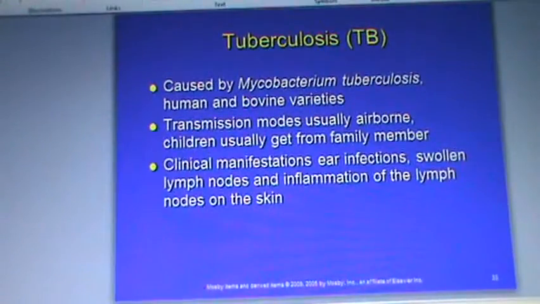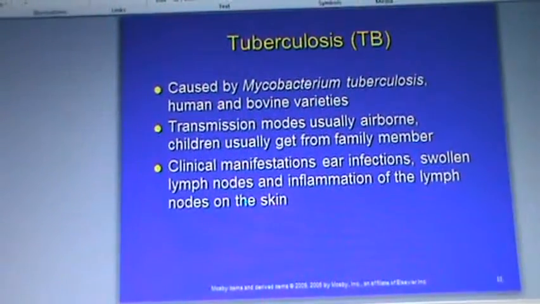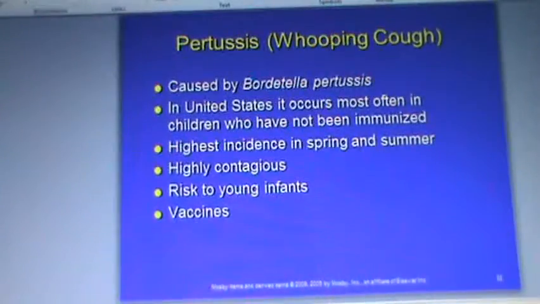Tuberculosis, caused by Mycobacterium tuberculosis, human and bovine varieties. What's bovine? Transmission is usually airborne. Children usually get it from a family member. Clinical manifestations are ear infections, swollen lymph nodes, and inflammation of the lymph nodes on the skin. When they see that, that kind of sends up some little red flags.